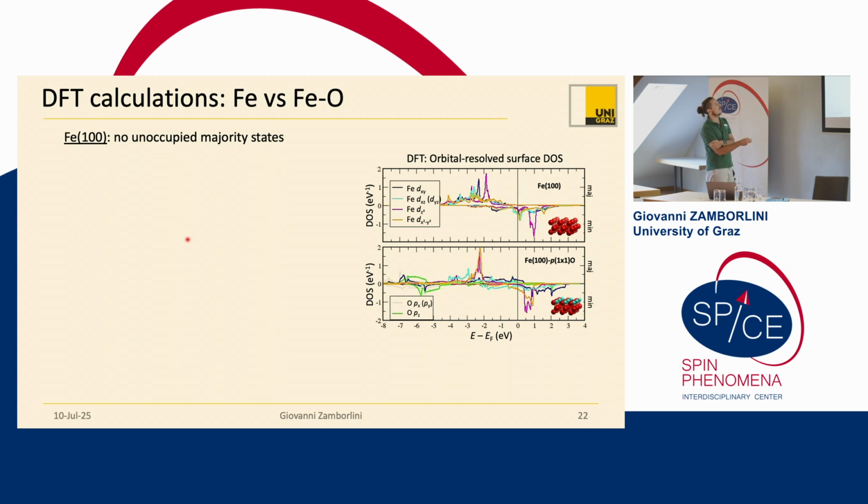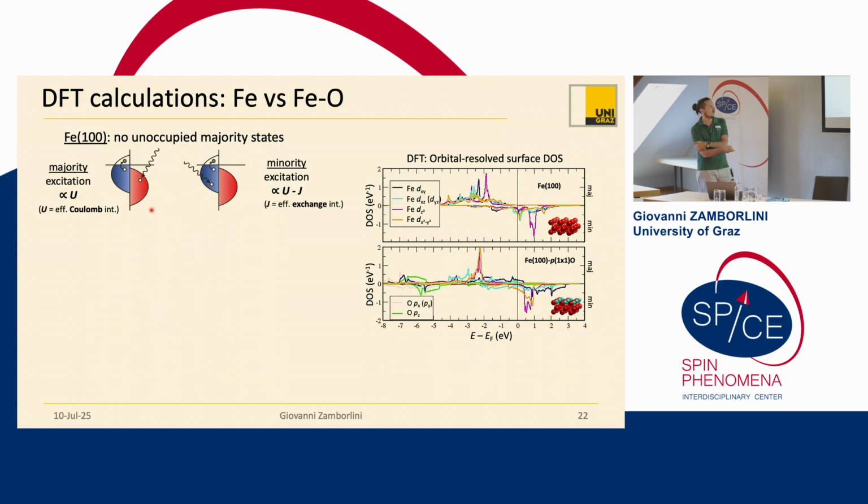So in the iron 100 surface, we have no occupied majority state. So it doesn't really matter from where you're exciting your photoelectron, this photoelectron can only scatter with a core hole that is in the minority part. Now, if you go to theory, you can calculate the probability of this scattering event. For the majority, excitation is proportional to U, the effective Coulomb interaction. And for the minority, excitation is proportional to minus J. So the majority electrons are more strongly correlated than the minority electrons.